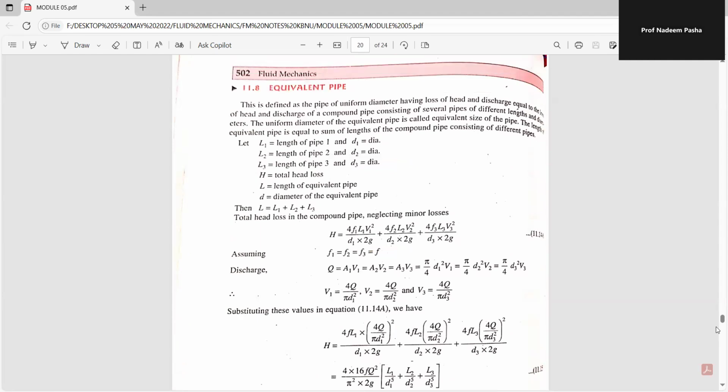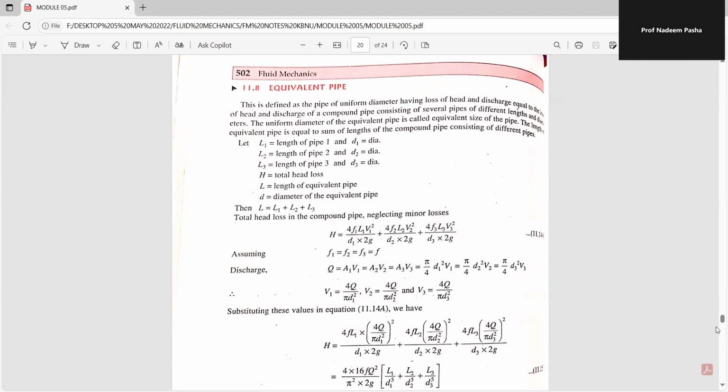Equivalent pipe, as the name itself indicates, is defined as the pipe of uniform diameter, having loss of head and discharge equal to the loss of head and discharge of a compound pipe consisting of several pipes of different length and diameter. So you try to understand what is meant by equivalent pipe.